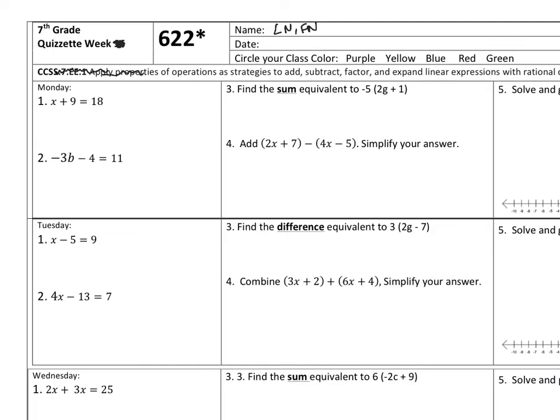Today's date, I think is the 3rd. And then circle your class color. Today I'll say I'm red.